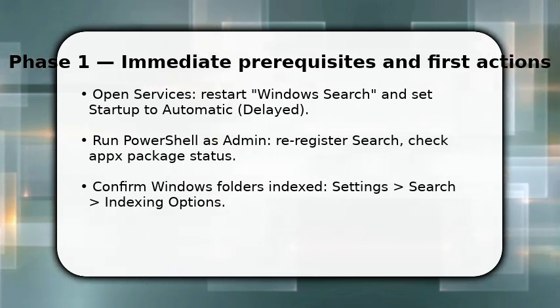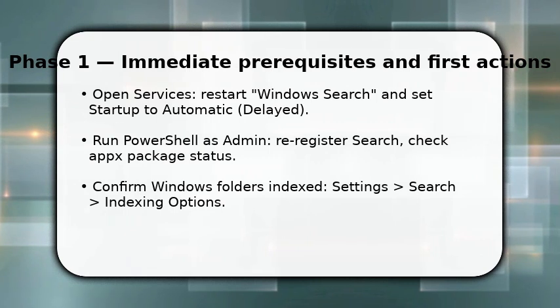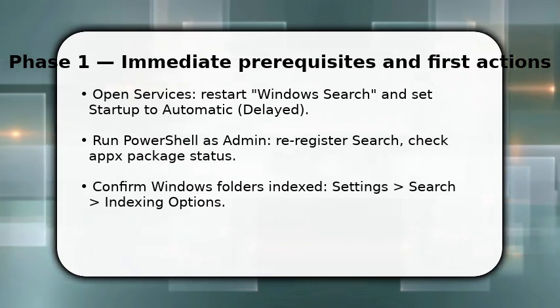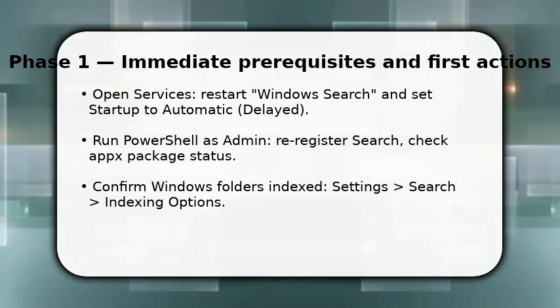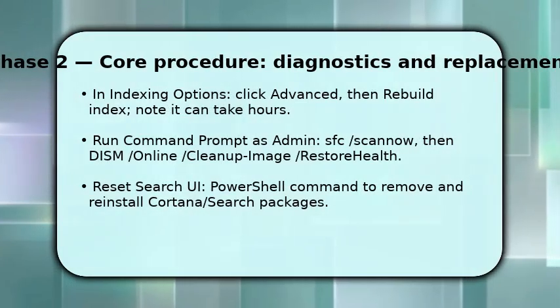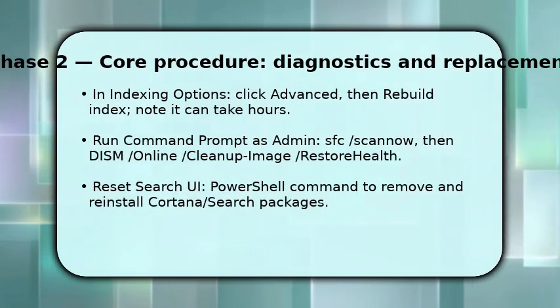If you see errors, keep the message. You will need it for the next step. Now perform deeper repairs. Open indexing options, choose Advanced, and trigger a full rebuild. Rebuilds take time, so let it run while you proceed.